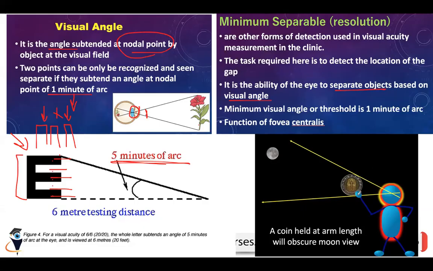And as we increase the size of the image at the nodal point here, it will cause much more stimulation of the photoreceptors on the retina. For example, if you are holding a coin in front of your eyes and put it in front of the moon, although the moon is much larger than the coin, you can see that the coin will obscure the moon, because the coin is subtending an angle at the visual point which is much larger than the angle subtended by the moon, resulting in the retinal image size of the coin being much larger than that of the moon.